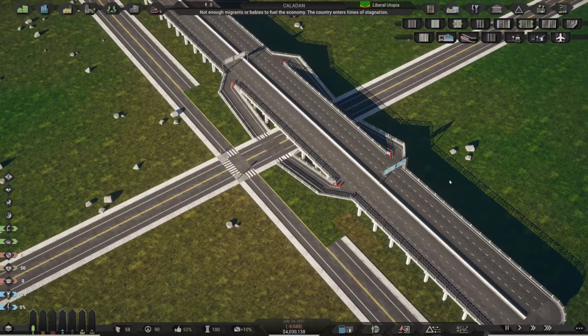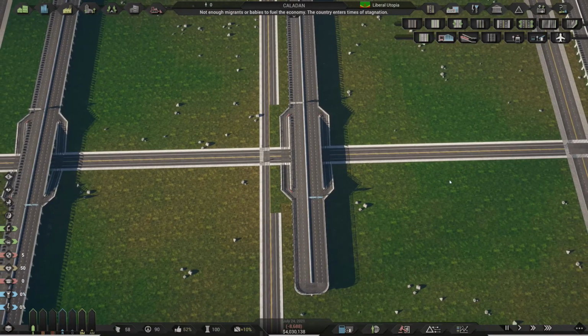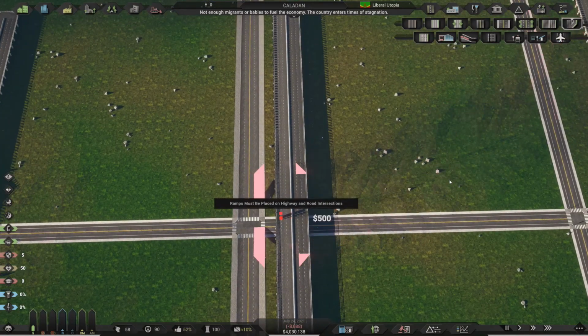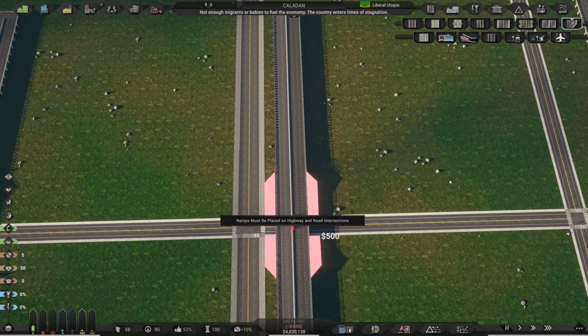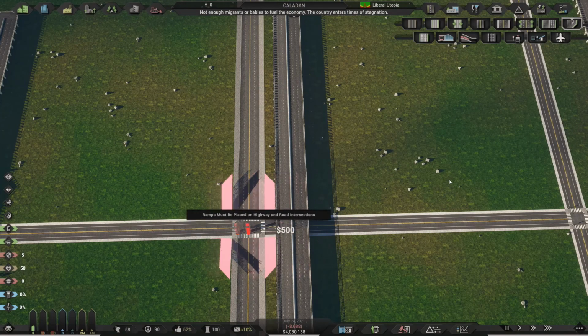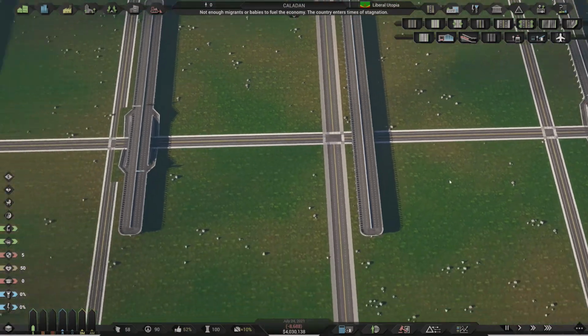But it fixed the highway. So yeah, there are limitations. You can't put it nice and snug to another road or the highway. I mean the avenue. I still don't know why it's not going to let me put the ramp there, but I guess because it's an avenue and not a road, it's not going to let me slice and dice up the avenue.